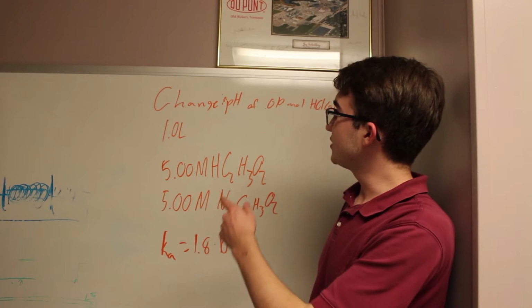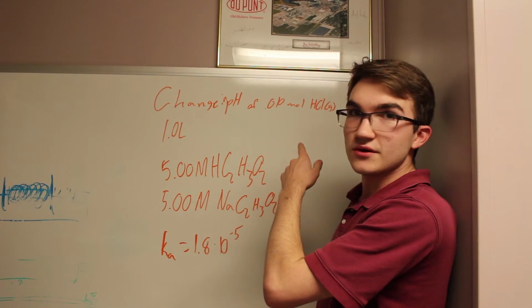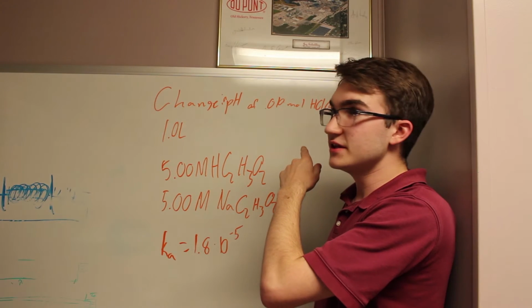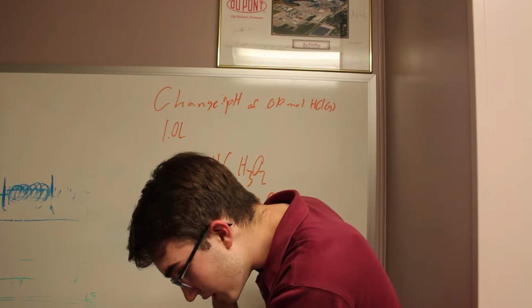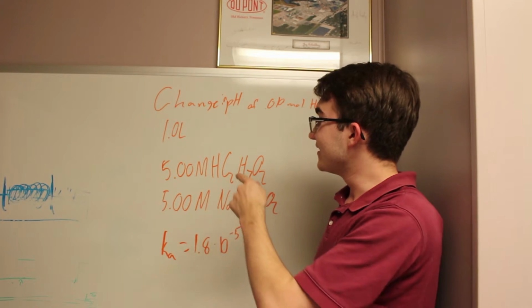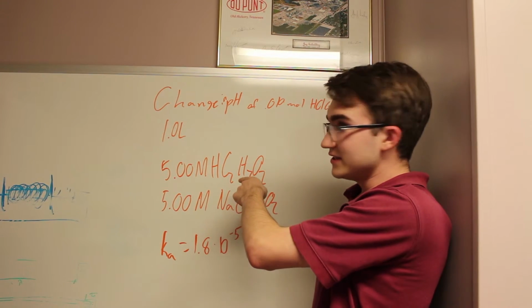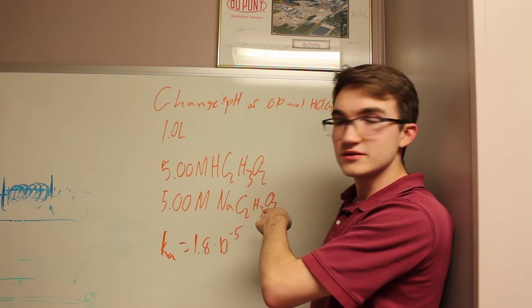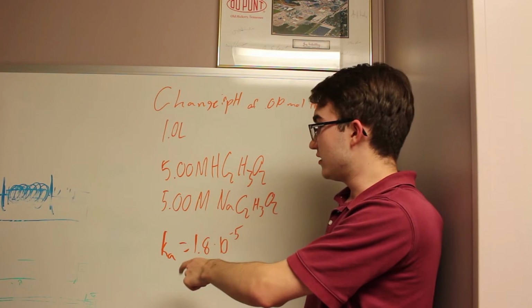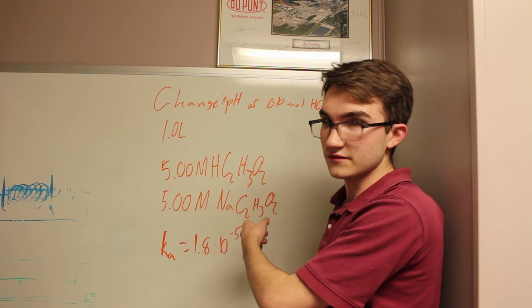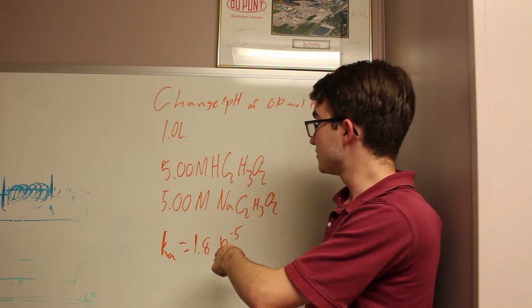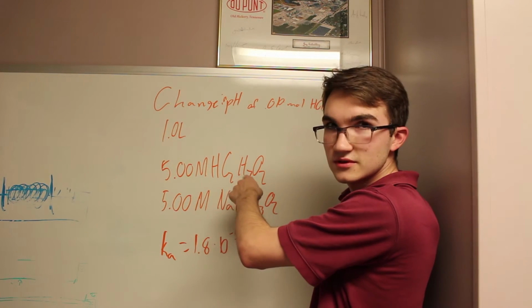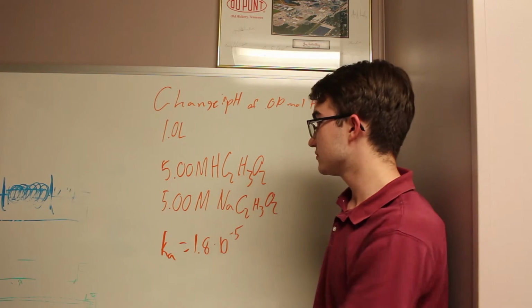Problem time! Alright, let's do a problem. Let's determine the change in pH when 0.010 moles of HCl in the gaseous state is added to 1 liter of 5 molar acetic acid and 5 molar sodium acetate. And the Ka of acetate is 1.8 times 10 to the negative 5th. Actually, that's the Ka of the dissociation of the acetic acid. That's already been through.